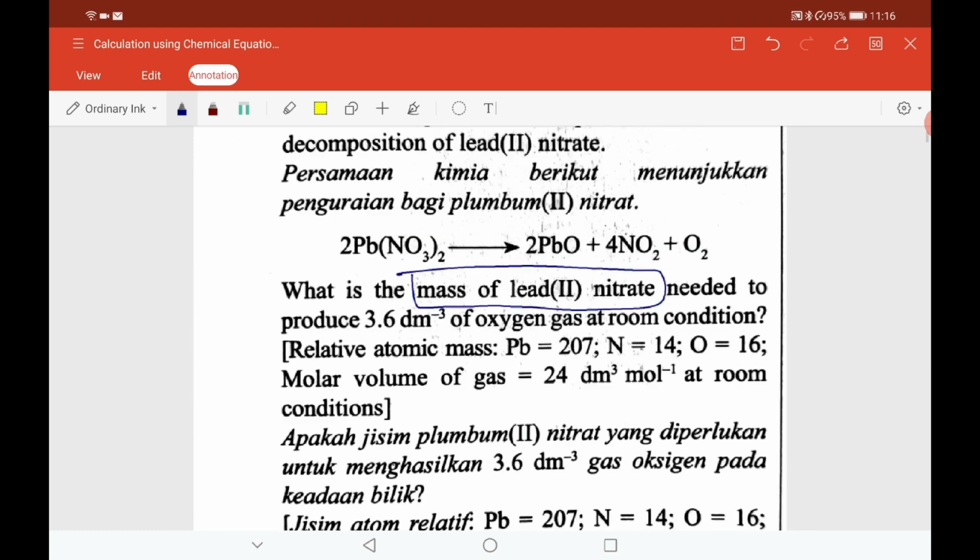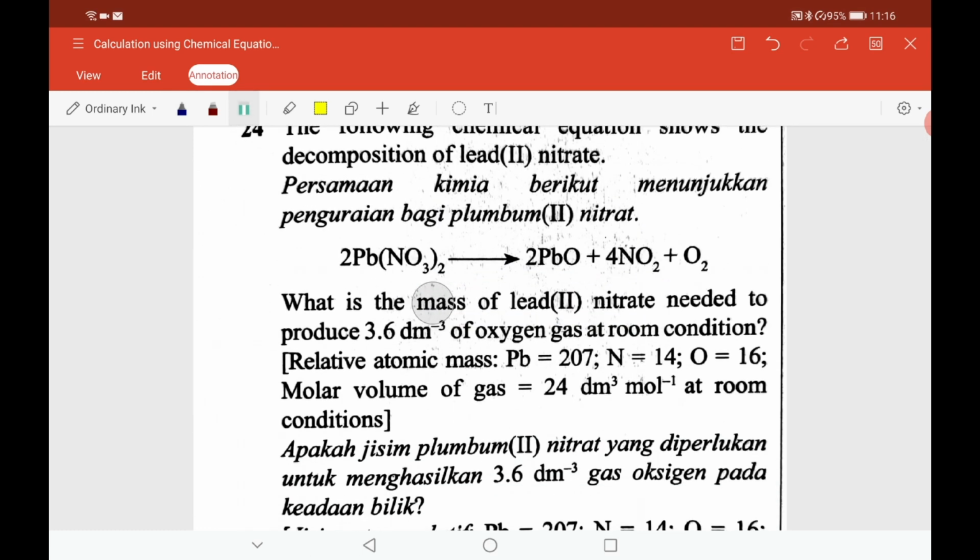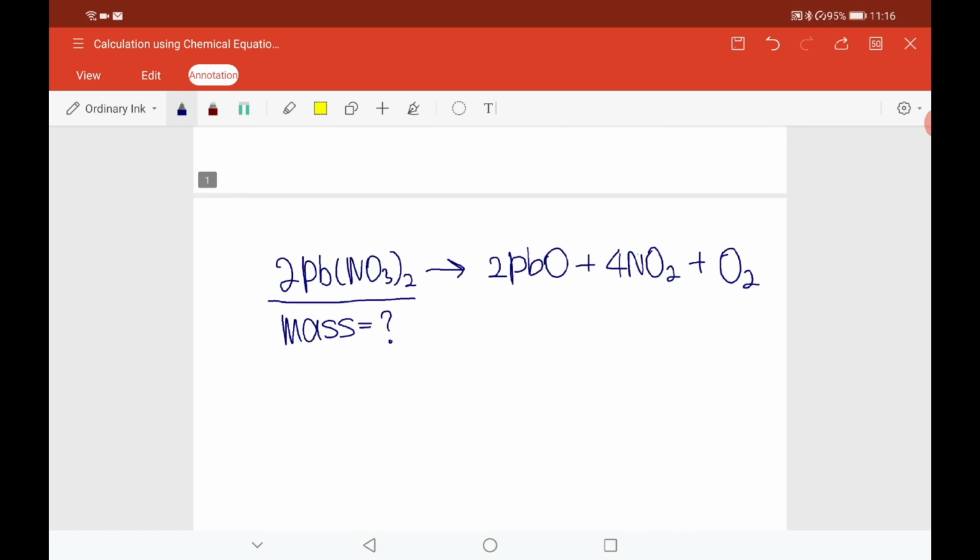What else do we know? The question tells us we have 3.6 decimeter cube of oxygen gas. Here this is a typo. It should be dm cube, not dm minus 3. They shouldn't put a minus here, so they made a mistake. It should be dm cube. So we have 3.6 dm cube of oxygen gas. Let's find our oxygen gas. This is oxygen gas, 3.6 dm cube. Now we know what we have and what we want already.